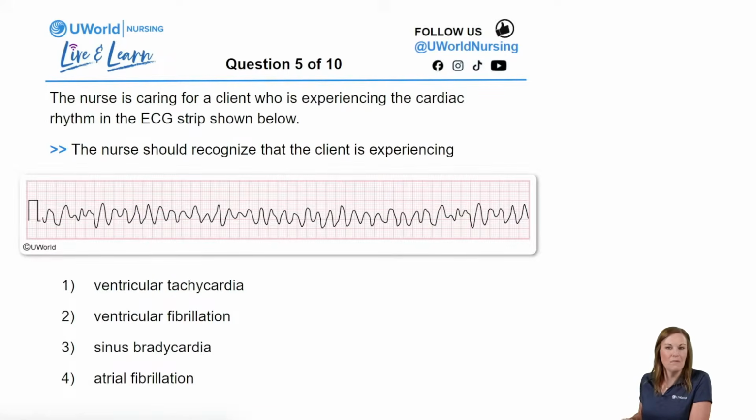All right, pulling up the next question. Question 5. Again, if you're just joining us, we're doing ECG strips. We're on question 5 of 10, halfway marker. All right, let's do it.